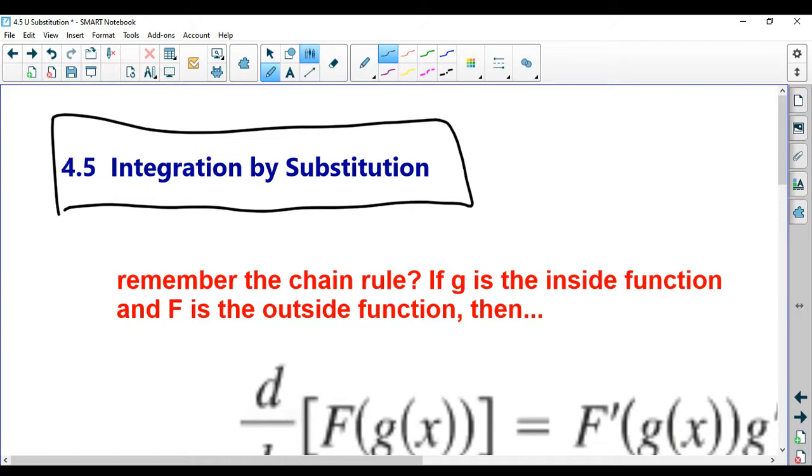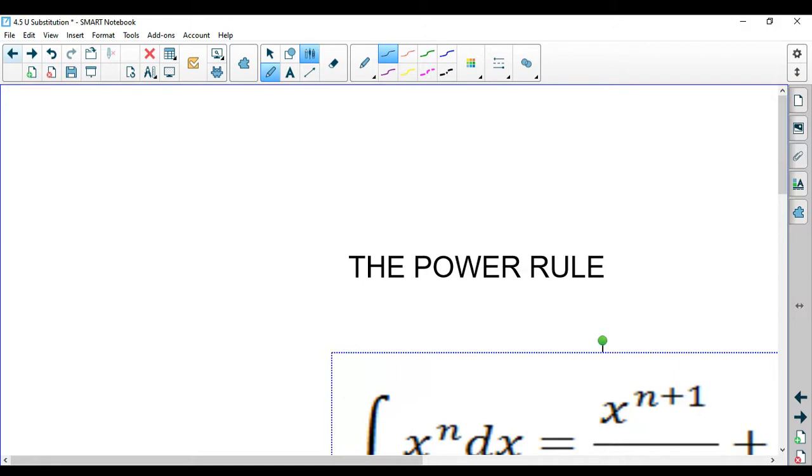You can differentiate anything because you have all the rules needed. You have the power rule, the product rule, the quotient rule, and the chain rule. And those take care of every single function. Integration, though, we only have one rule, and we're really only going to ever have one rule, and it's the power rule.